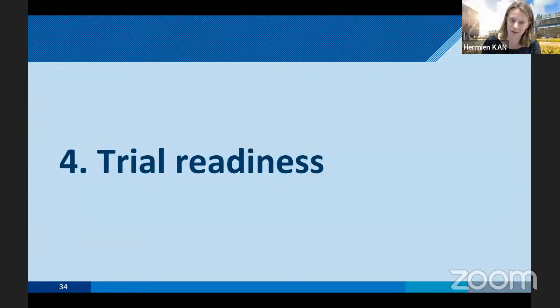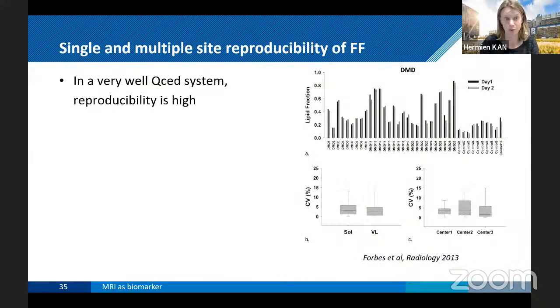So how about trial readiness? We've shown that fat fraction is related to function, and that we can measure it nicely with quantitative MRI. But if you want to perform a trial, it's important that your measure is also accurate and precise, and that it's reproducible, right? So the imaging DMD group did a very large study into this, one of the largest, at least of the ones that have been published in Duchenne muscular dystrophy. And what they showed is that in a very well quality-controlled system, the reproducibility is high, right?